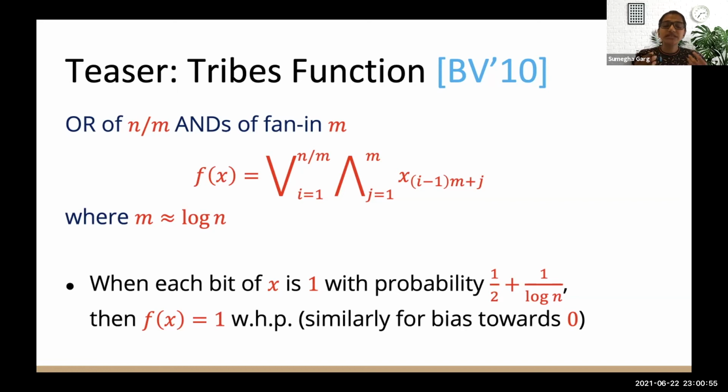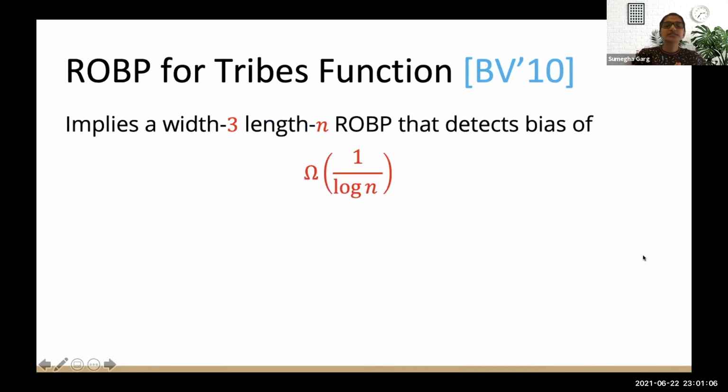This is useful because read-once Boolean formulas have low-width simulation using read-once branching programs. So just this tribes function implies a width 3, length n read-once branching program that detects a bias of 1 by log n. Just to appreciate the strength of this read-once branching program, compare it to a time-invariant algorithm that can only detect a bias of constant with constant memory.